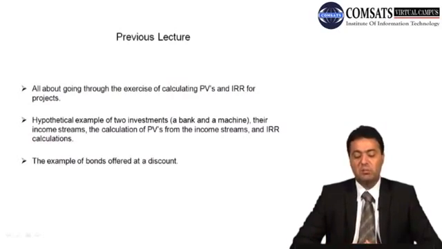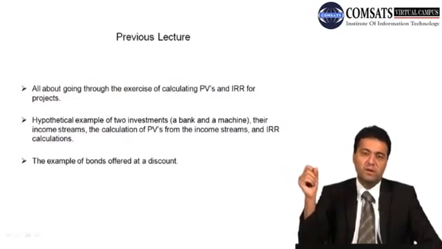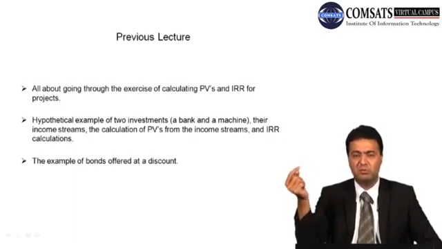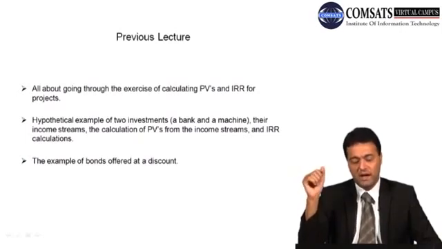Then I gave the example of bonds offered at a discount. And again, a lot depended upon the internal rate of return. What we did was, when we calculated that internal rate of return for bonds, it came out to be around, I think, 12.2% or 12.8%. I don't remember exactly, but it was above 12%. That was the rate at which the investor would be comparing his options regarding investment.